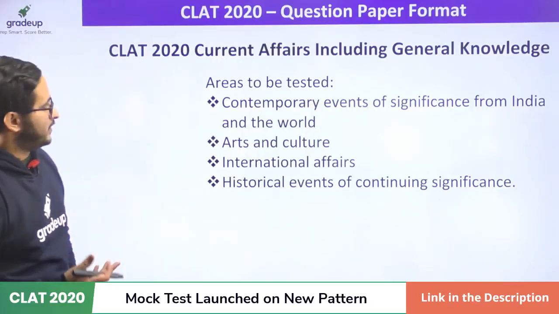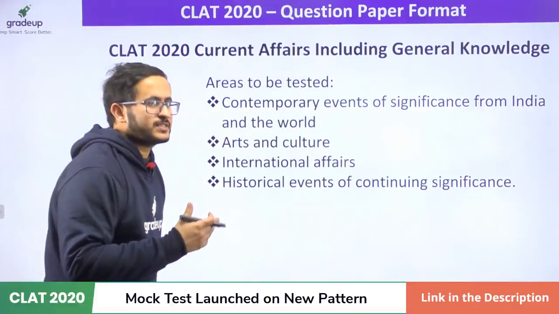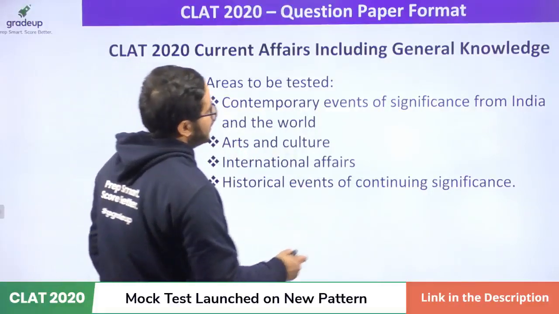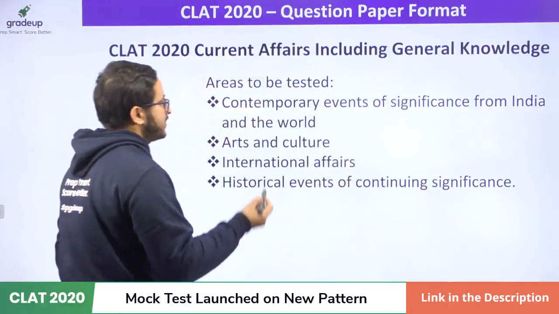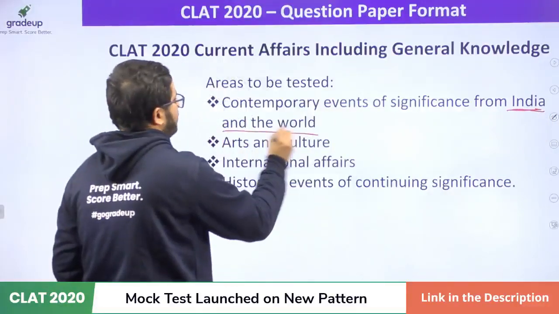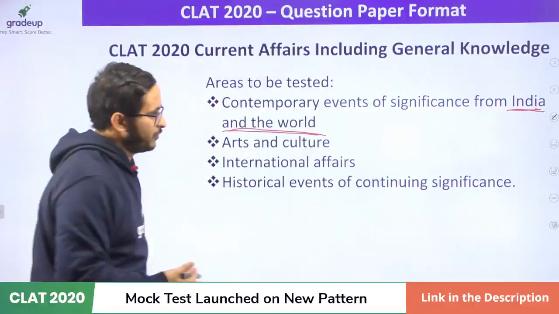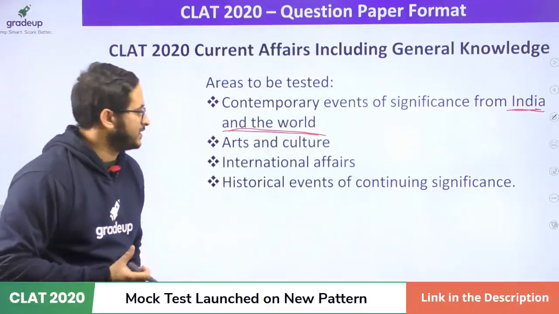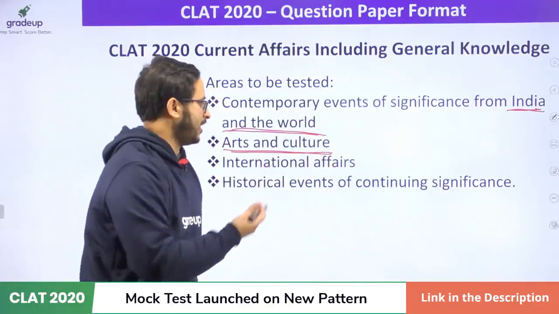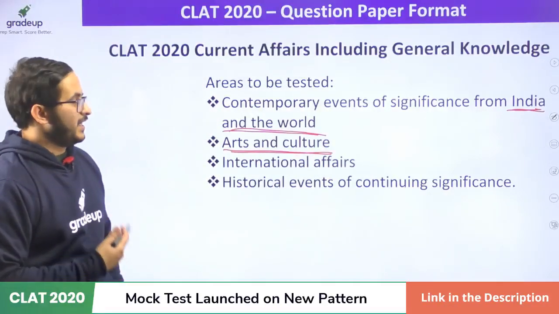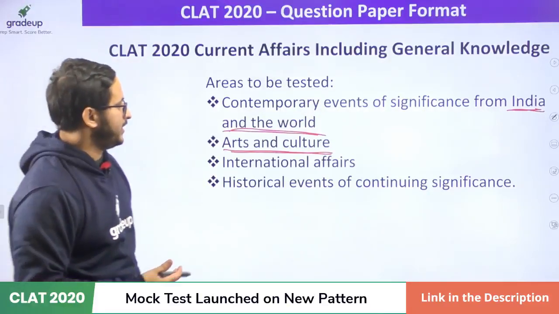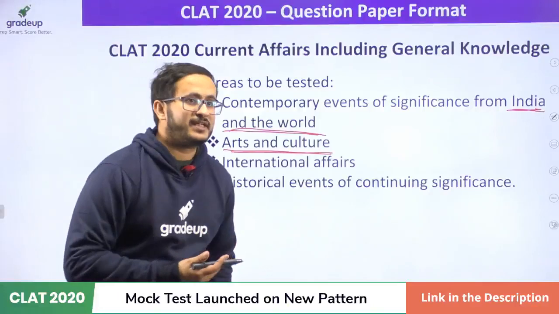Areas to be tested: the passages would be based on contemporary events of significance, so India and the world. India as well as global news would be given in the passages. Arts and culture, so you might have passages based on arts and culture. International affairs, okay, and historical events of continuing significance.